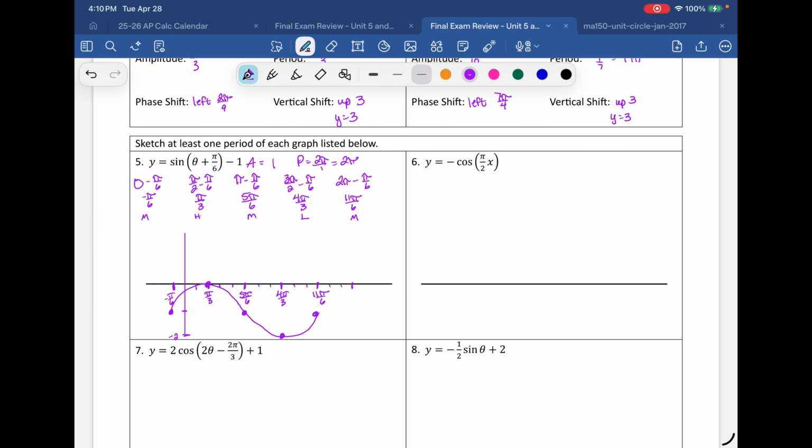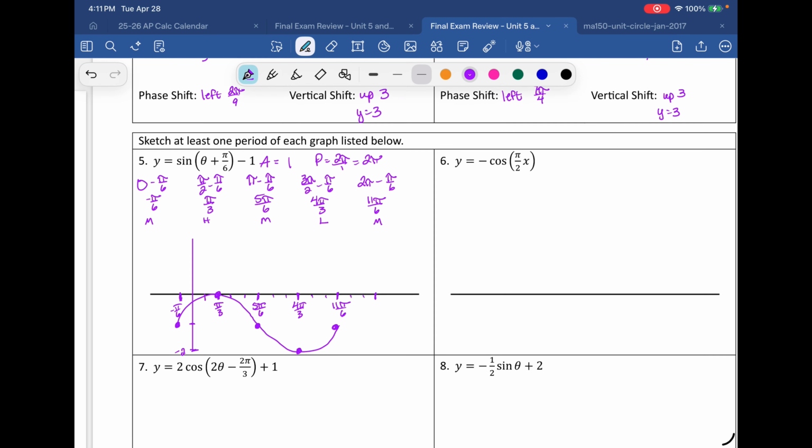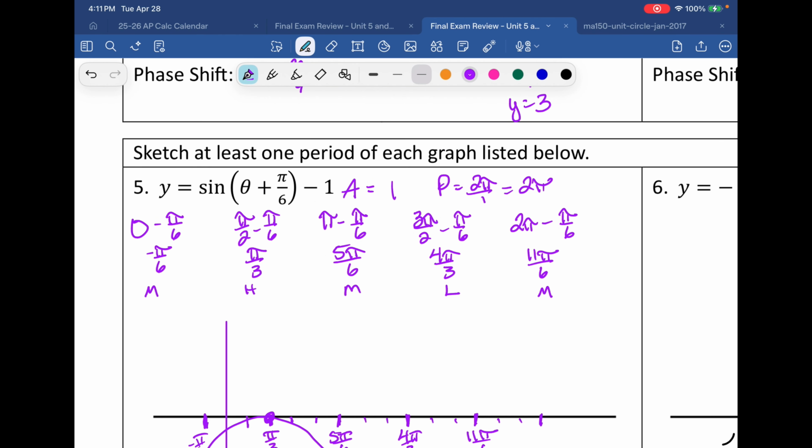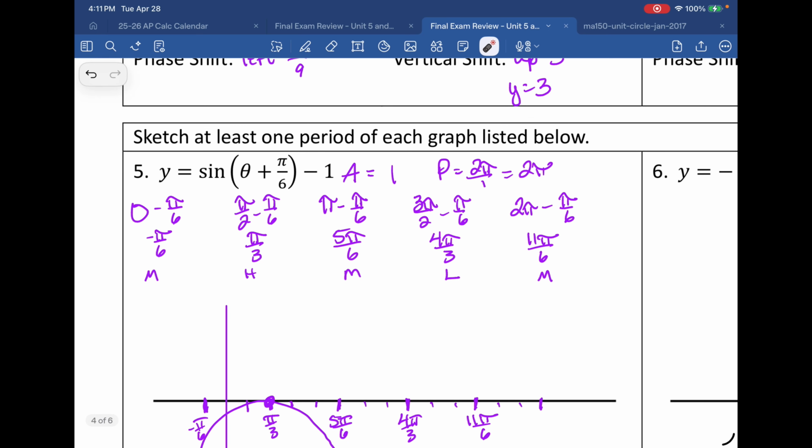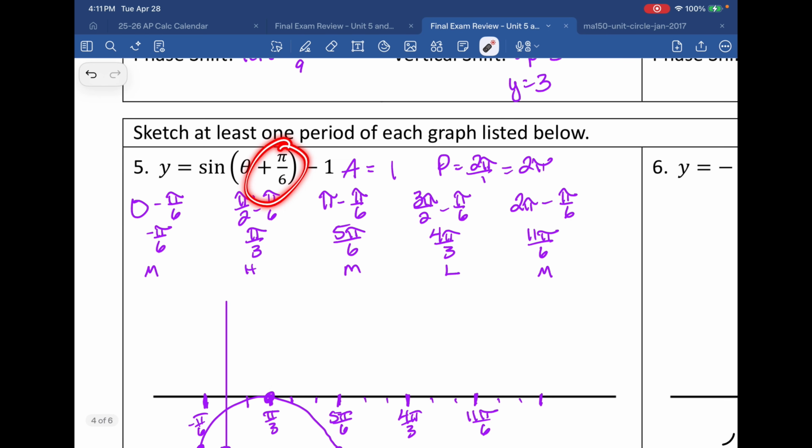Okay, so I sketched this one already. This one was kind of 100% a pain to do. Some of the things I want you to be able to find. Amplitude, 1. Period. 2 pi divided by the b. In this case, the b is factored out. It's 1. So that's 2 pi. Midline. Y equals -1, so we shifted down 1. Phase shift. Left pi over 6.